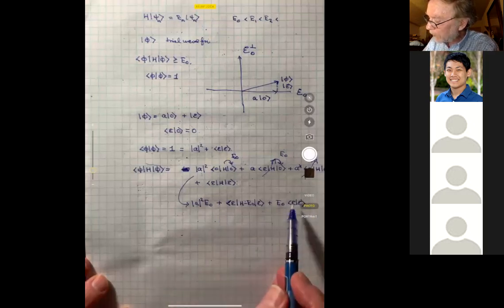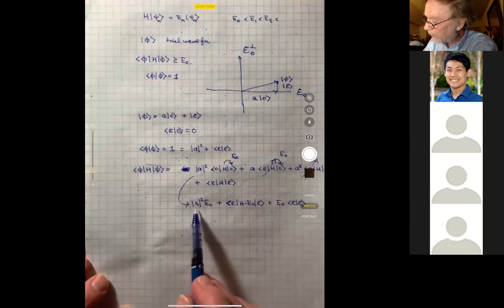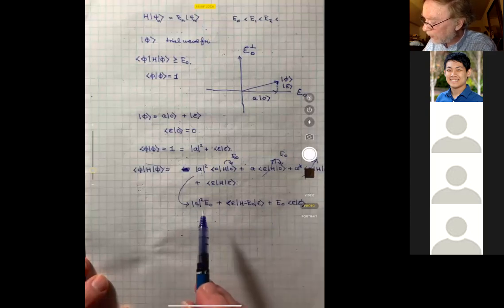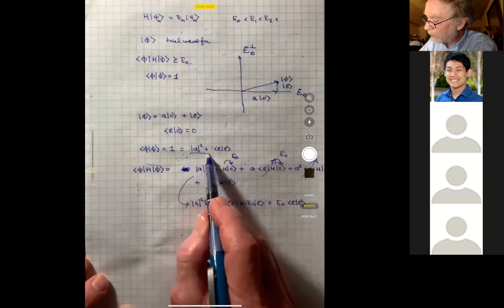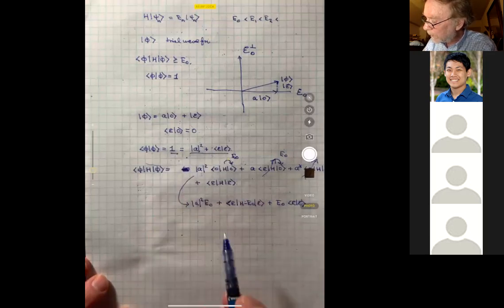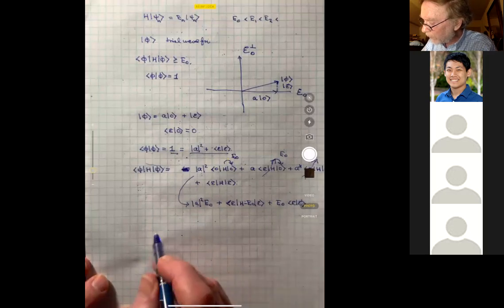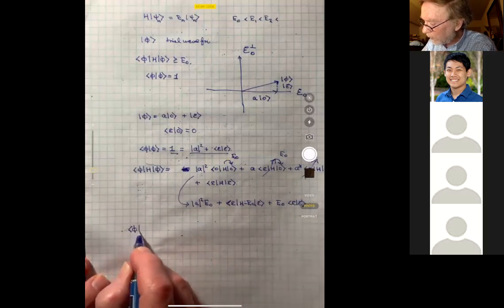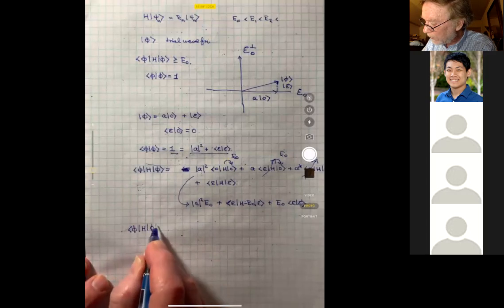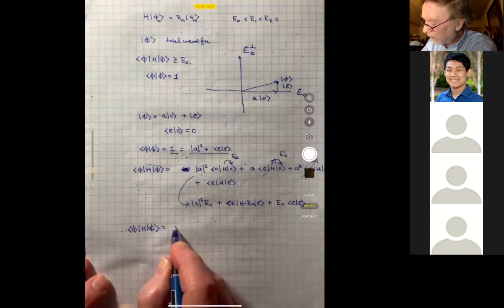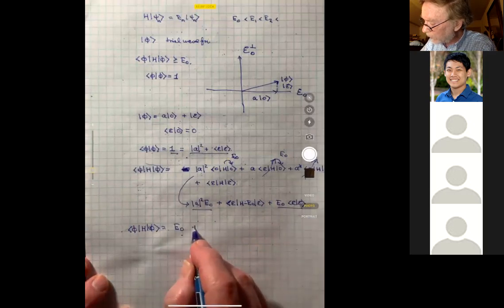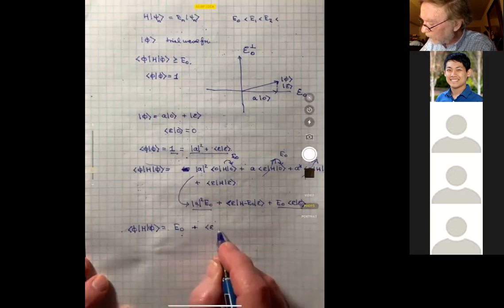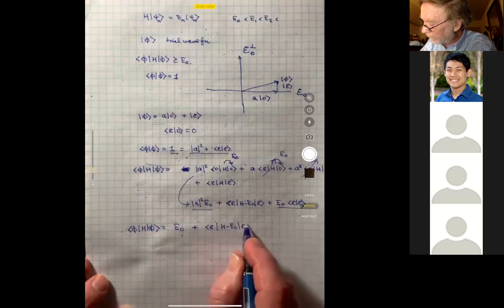Now look at the first and the third terms. You've got a squared plus epsilon scalar product, which is the normalization, that's equal to 1, times E0. So we can rewrite this way: phi sandwiched around h is equal to E0. That takes care of the first and the third terms here, plus the correction term, which is epsilon sandwiched around h minus E0. Okay.